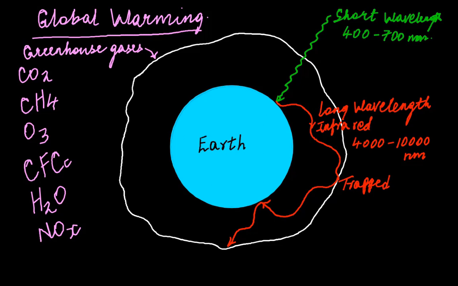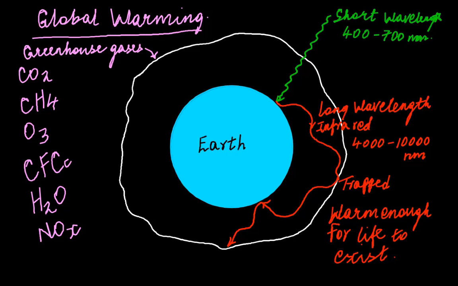Okay? Now, what's the consequence? This helps to keep the Earth warm enough for life to exist. Without this greenhouse effect, the temperature of the Earth would be 30 degrees Celsius lower than it is today, and most life on Earth would not have existed. So it's warm enough for life to exist. Is it clear? Without plants and food, we also wouldn't have existed. So it's an essential effect.